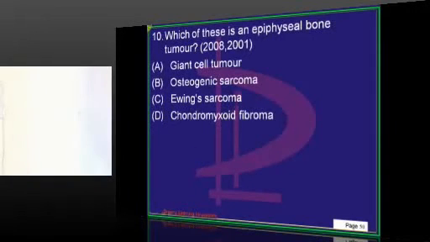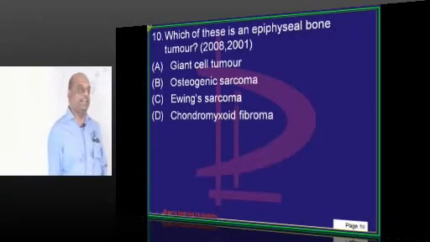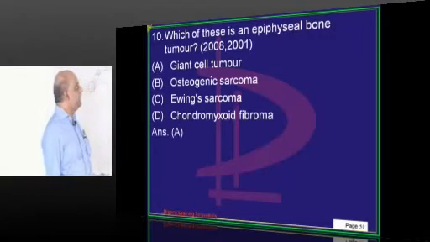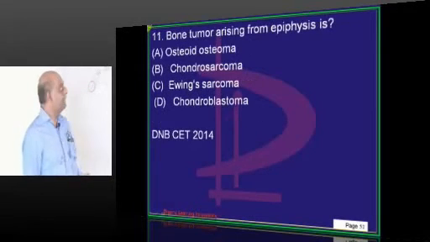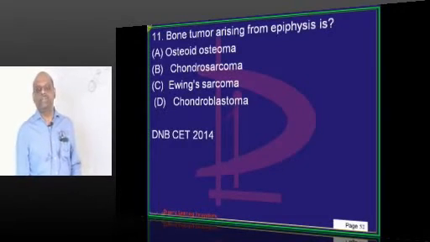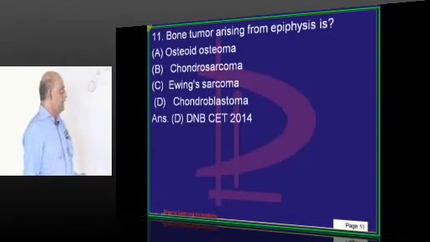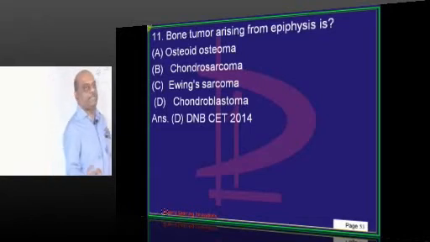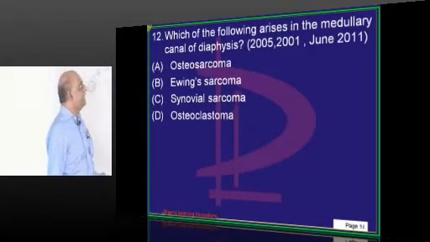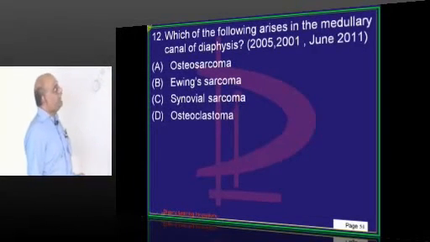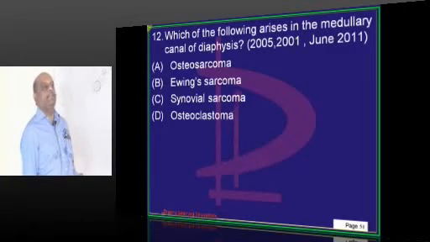What is an epiphyseal tumor out of all this? Come on, now you shoot after what all we learned. Giant cell tumor. Bone tumor arising from epiphysis. Very recently also, 2014. Classically chondroblastoma is what you have to remember. Then which of the following arise from the diaphyseal medullary canal?